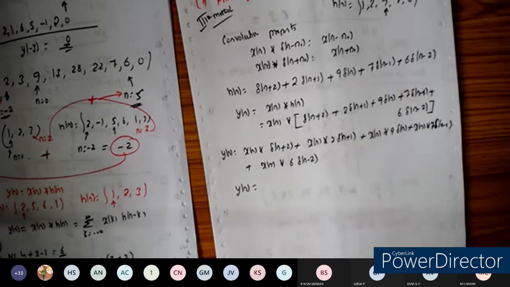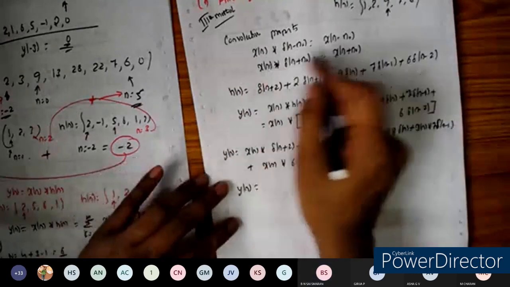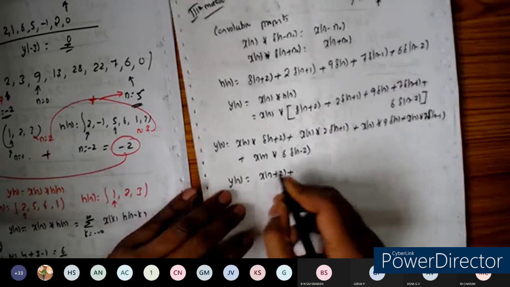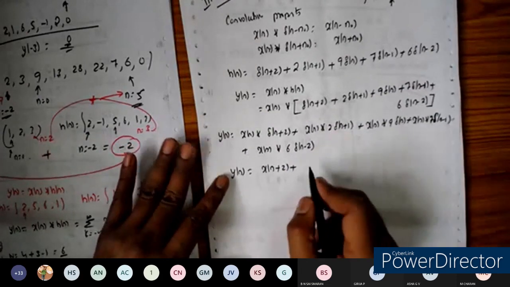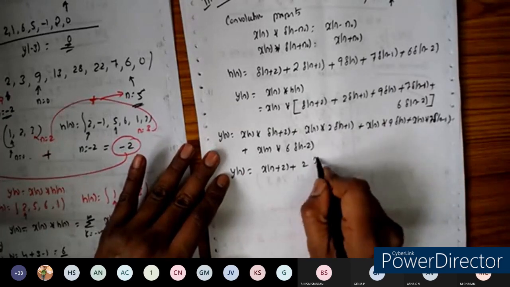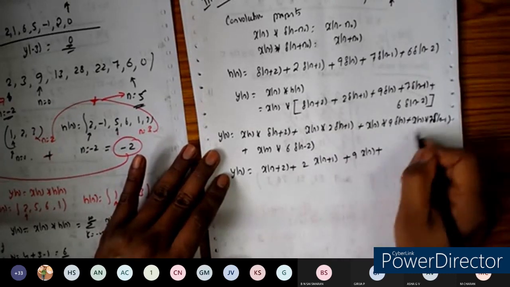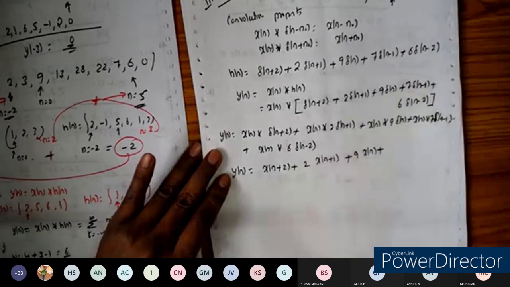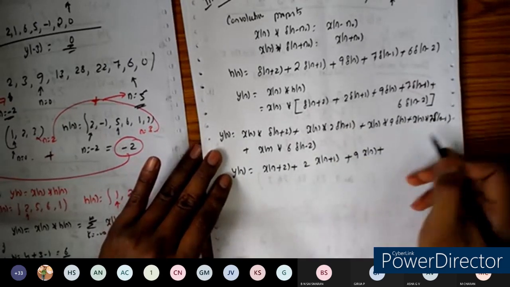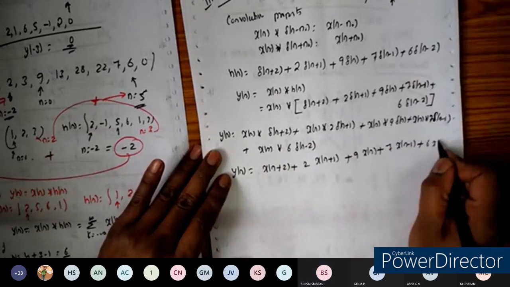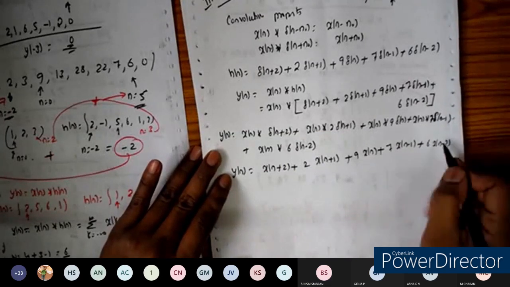Everything taken, no? All of you taken, right? Yes, sir. Okay, now you apply these properties. The convolution property of the impulse function: x of n convolution delta of n plus 2 becomes x of n plus 2, plus x of n convolution delta of n plus 1, where 2 is the scaling factor, becomes 2 into x of n plus 1, plus 9 into x of n, plus 7 into x of n minus 1. Next one, 6 into x of n minus 2, we will get here.